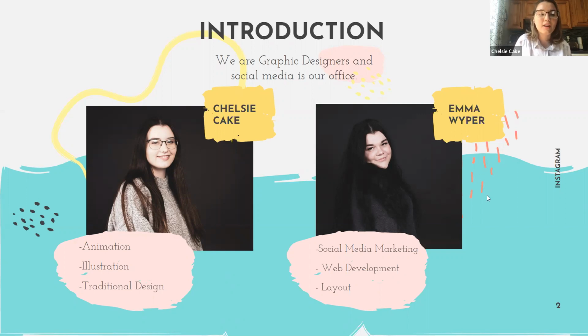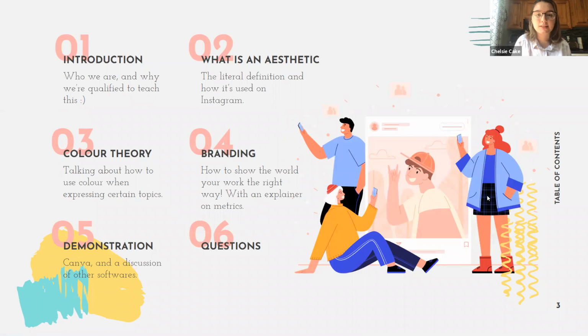Okay, so moving on to our table of contents about what we're going to discuss today. So we already did our introduction, who we are and why we're qualified to teach this. Number two, we're going to be talking about what is an aesthetic, the literal definition of an aesthetic, and how it's used on Instagram. Number three, we're going to be talking about color theory, talking about how to use color when expressing certain topics and what colors look well together. Number four is branding, how to show the world your work the right way with an explainer on metrics. So we'll get into that later.